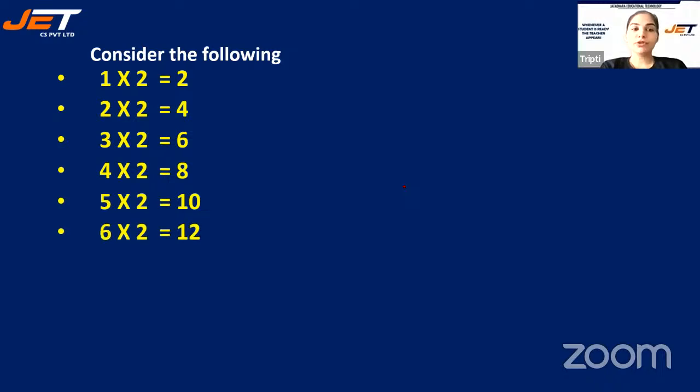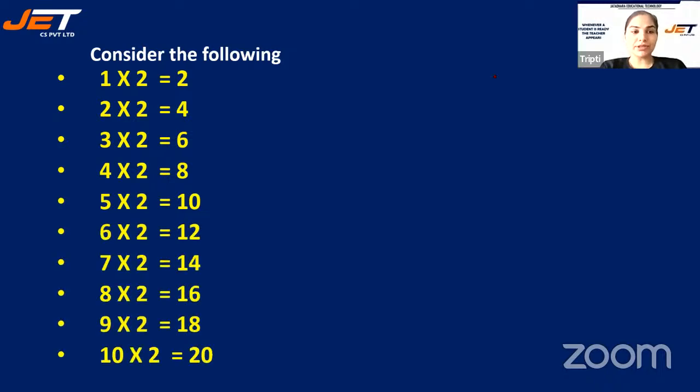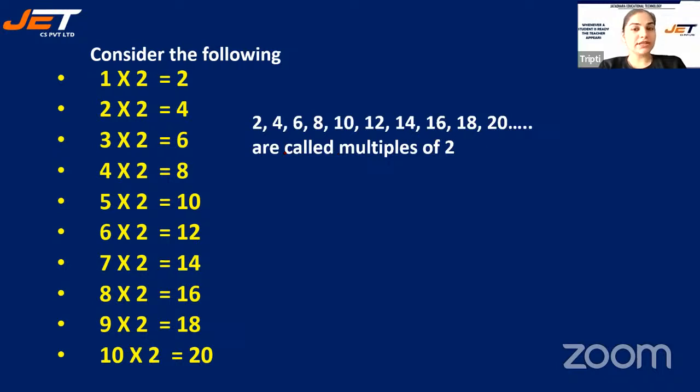Here, let's consider the following. 1 times 2 is 2, 2 times 2 is 4, 3 times 2 is 6. So what is this? This is the times table of 2. And all these numbers that you see here, these are the multiples. 2, 4, 6, 8, 10, 12, 14, 16, 18, 20. All these are the multiples of 2.